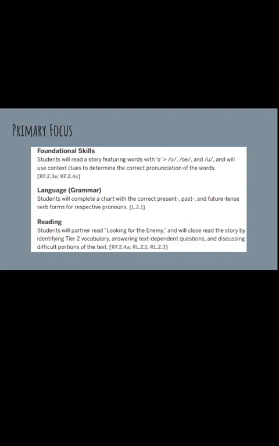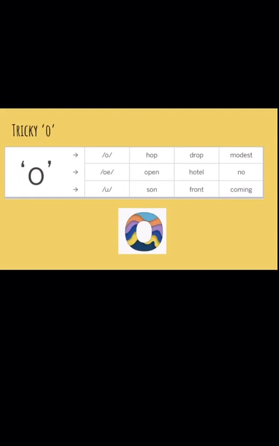By the end of this lesson you will read a story featuring words with the spelling O, which may sound like A, O, and U. You will also be using context clues to determine the correct pronunciation of the words. You will also complete a chart with the correct present, past, and future tense verb forms for respective pronouns. You will also be reading, looking for the enemy, and you will identify vocabulary words and answer text-dependent questions and discuss difficult portions of the text. Let's go ahead and get started.